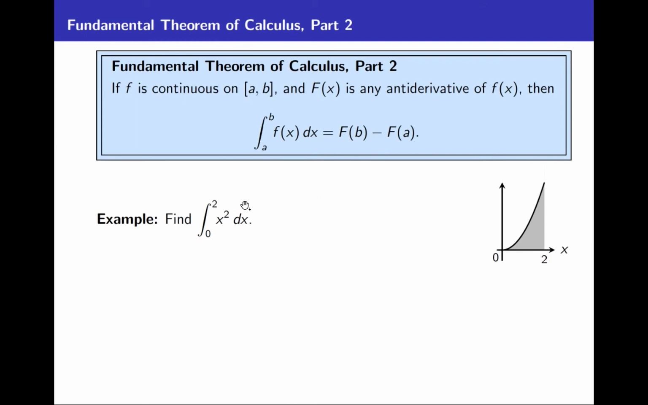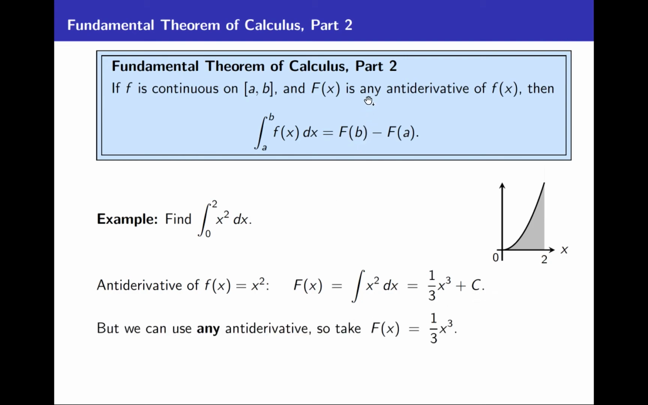Part 2 says that finding this integral involves finding an antiderivative of x squared, a big F. So let's start there. We're looking for an antiderivative of the function little f of x equals x squared. Well, that's easy. It's big F of x, which is the indefinite integral of x squared dx, or 1/3 x cubed plus c. So good.